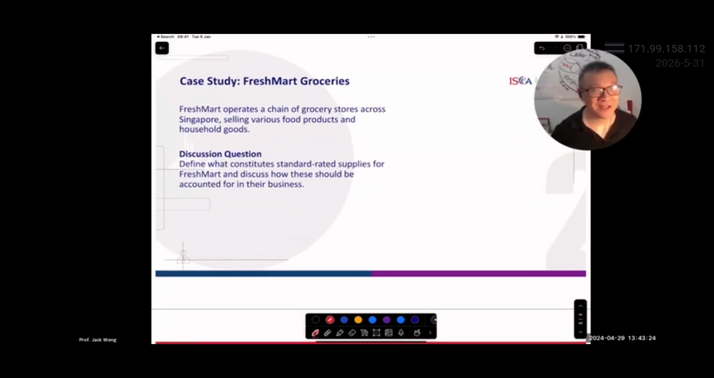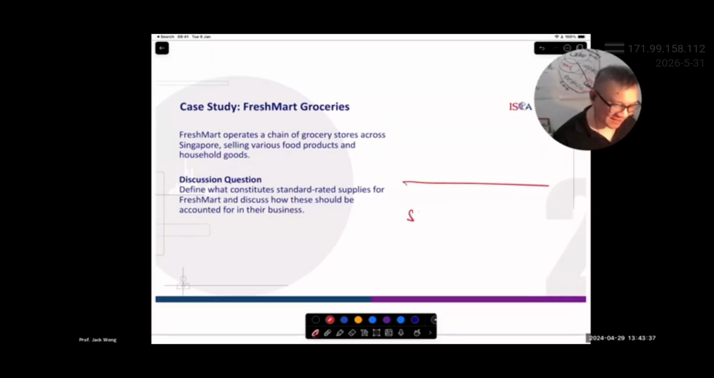Okay, so let's talk about this case study: Fresh Mart Grocery. Have a look at the facts of the case. Fresh Mart operates a chain of grocery stores across Singapore. So in terms of the diagram, anything below is Singapore, anything above is overseas or outside Singapore. Fresh Mart is based in Singapore, and it sells various food products and household goods. Obviously, as grocery stores, the targeted customers are you and me. We are not GST registered because we are the consumers.